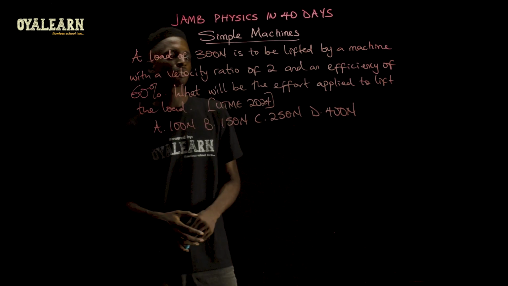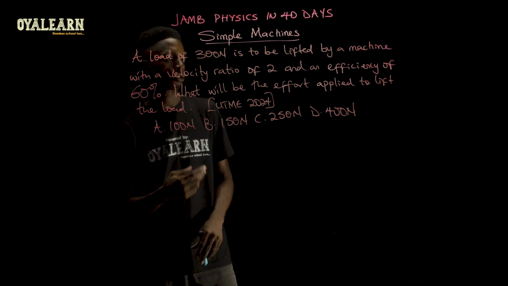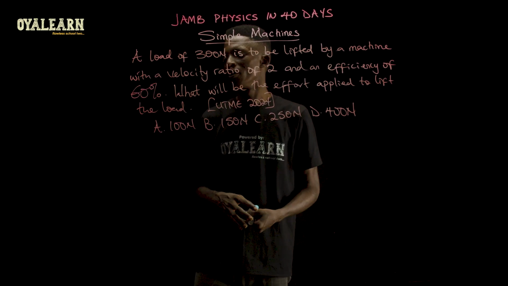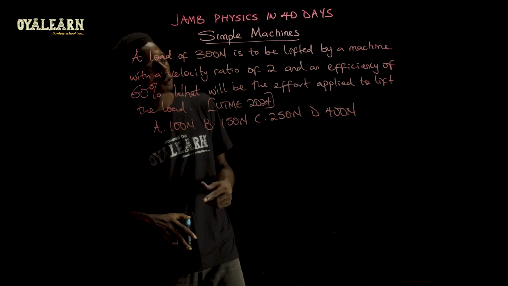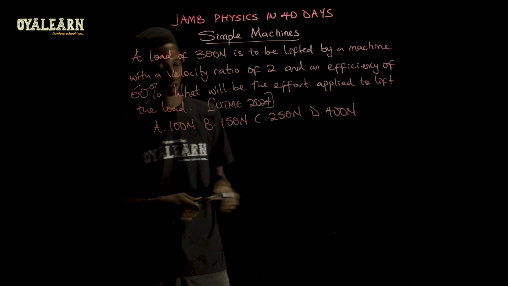A load of 300 newtons is to be lifted by a machine with a velocity ratio of 2 and an efficiency of 60%. What will be the effort applied to lift the load? Solution.